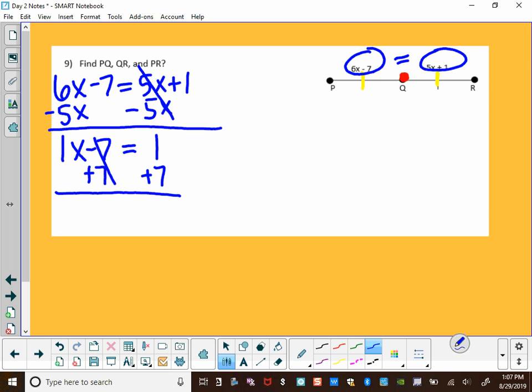So now we're left with 1x is equal to 8. How do I solve for x? Divide by 1, divide by 1. We're left with x is equal to 8. I didn't have to give them what x was, but I need that so I can answer the question.